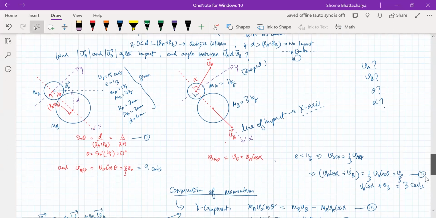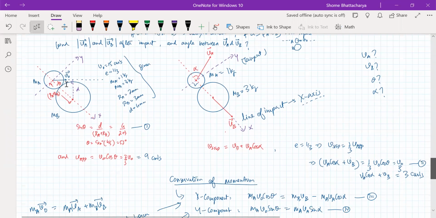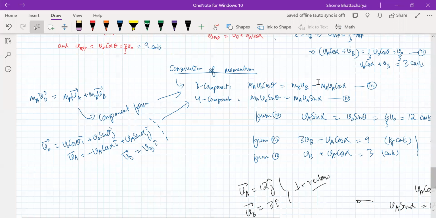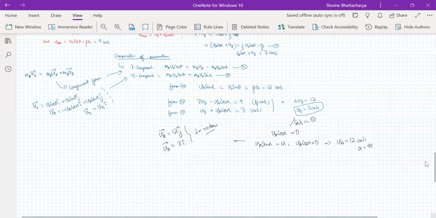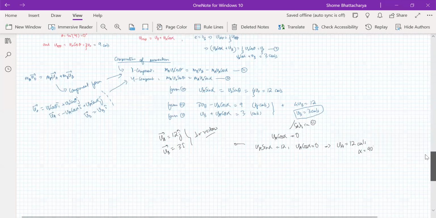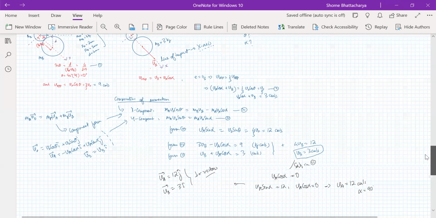Now we come to conservation of momentum. Conservation of momentum in vector form is this. When we write it in component form, it will be this. So this is giving me equations 3 and 4. Once we have the 4 equations, it's just about solving, because we had 4 unknowns. We solved these equations, and these are the results: VA is 12 in magnitude, VB is 3 in magnitude, alpha is 90 degrees, and theta we had already seen was 53. So finally, the angle between VA and VB after impact is 90 degrees.